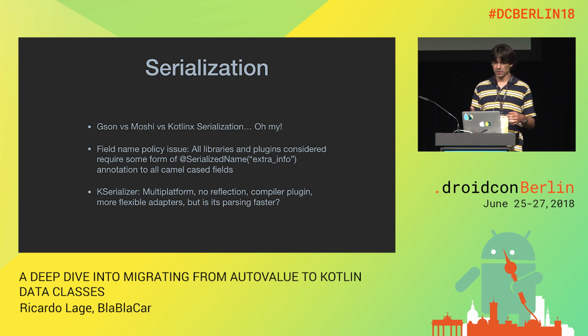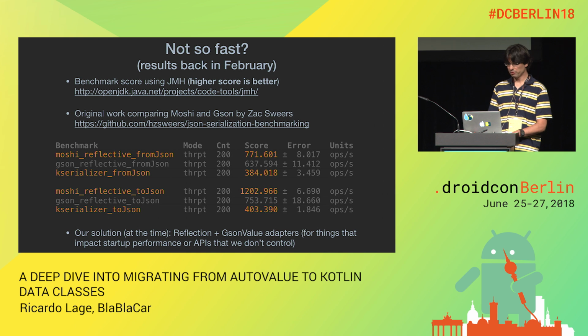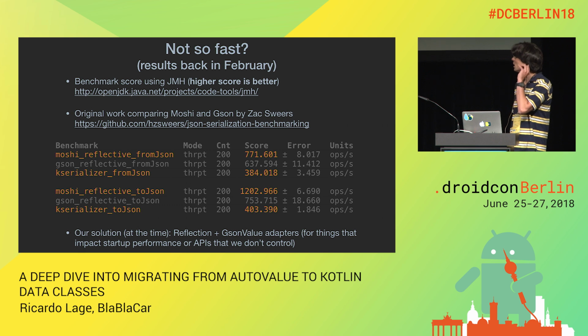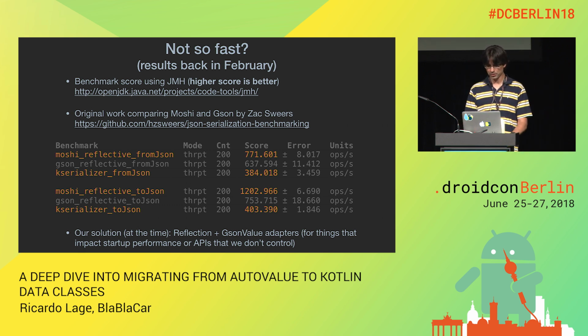It's multi-platform, doesn't rely on reflection, it's a compiler plugin, has more flexible adapters. And when we first looked at it, was it faster? We wondered. And when we first benchmarked this in February, turns out it was not, by a lot. We build on top of this work by Zach Sewers, sorry if I'm pronouncing his name wrong, where he benchmarked other solutions, but not the K-serializer.